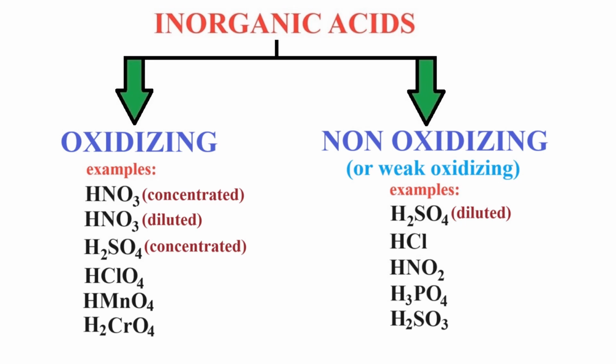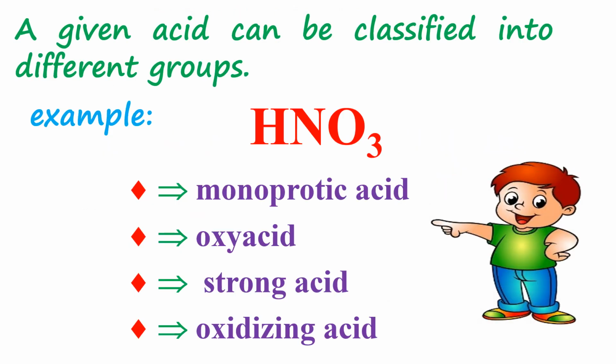Acids can be divided into those that have strong oxidizing properties and those that have weak or no oxidizing properties. In the next lesson, we'll talk about redox properties. Redox, also known as reduction oxidation. A given acid can be classified into different groups. For example, nitric acid. It belongs to monoprotic acid, oxyacid, strong acid, and oxidizing acid.